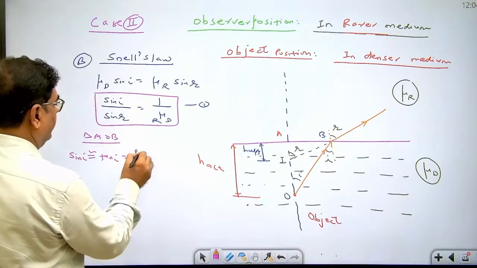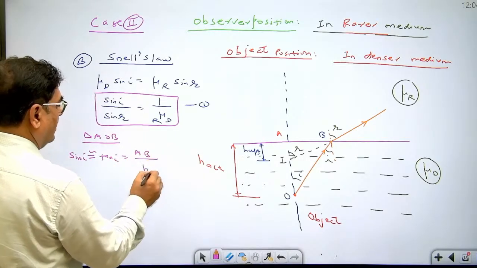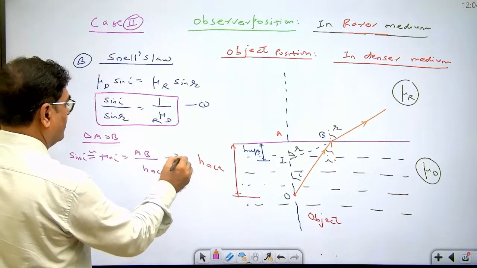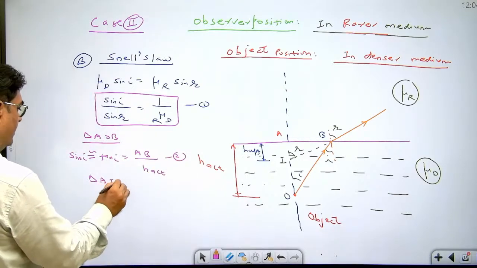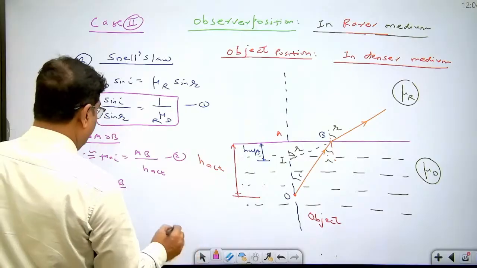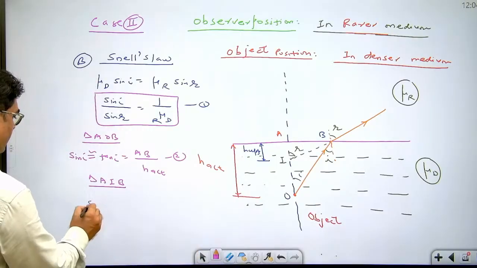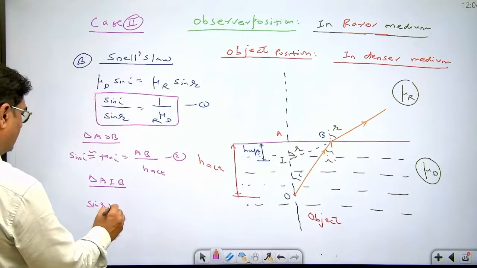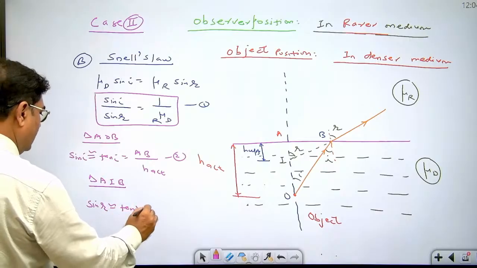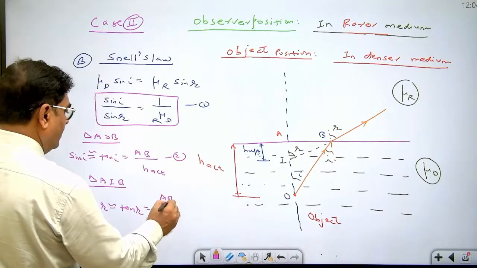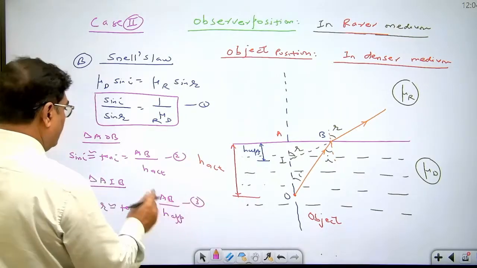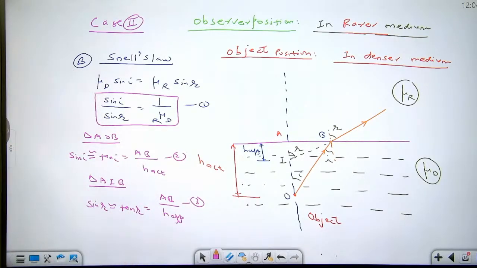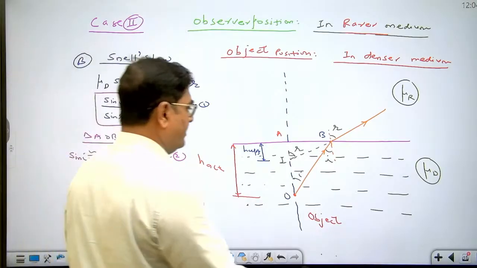Equal to what? AB upon H actual. In triangle AIB, we can see sin R approximately tan R equal to AB upon H apparent. Now we are dividing equation 2 with equation 3, we get sin I upon sin R equal to H apparent upon H actual, okay.